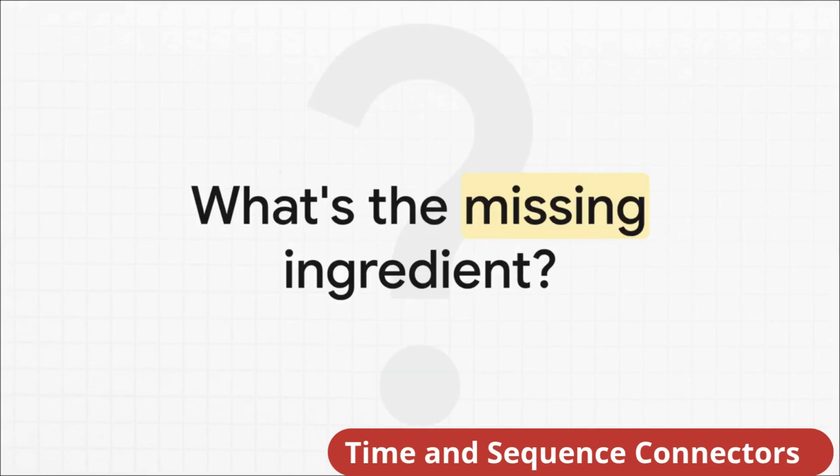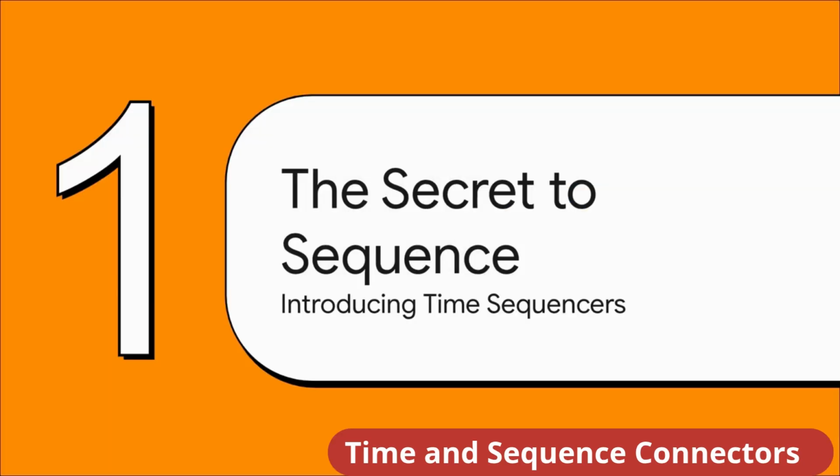So what's the missing piece to the puzzle here? What simple little fix could we apply to turn this jumble into a story that actually makes sense? And hey, it's not a trick question. The answer is something you and I use all the time, probably without even thinking about it. And here it is, the secret. The magic ingredient is using time sequencers.